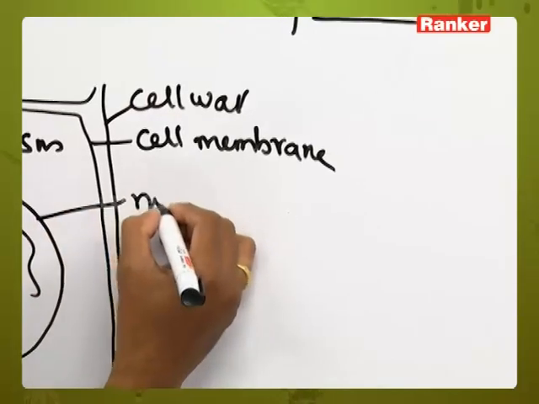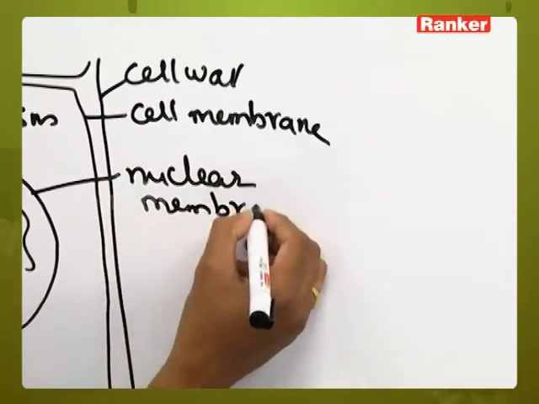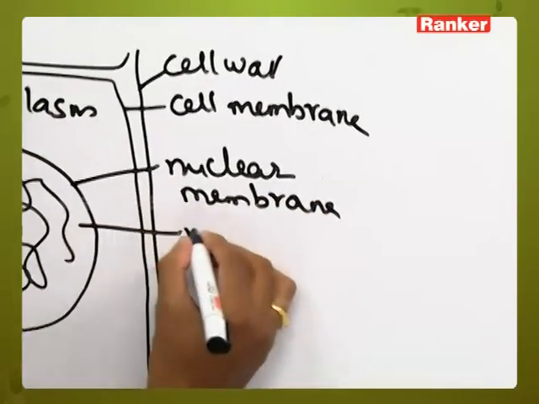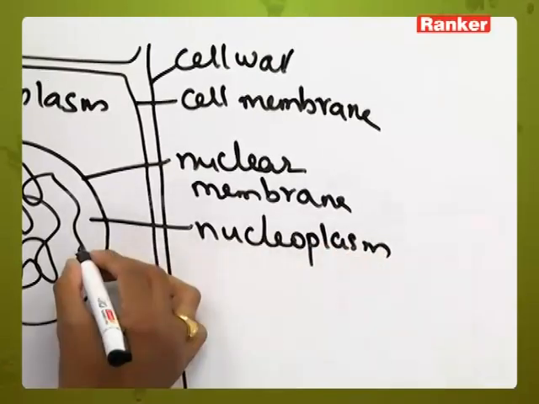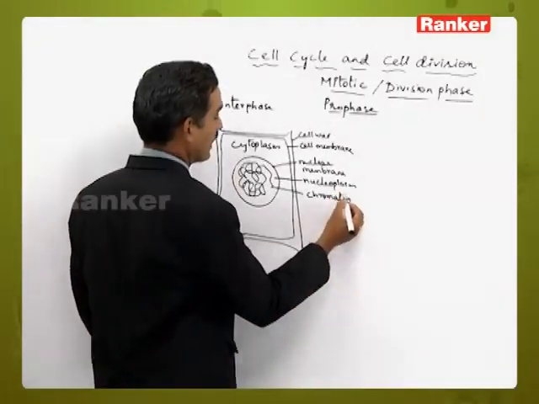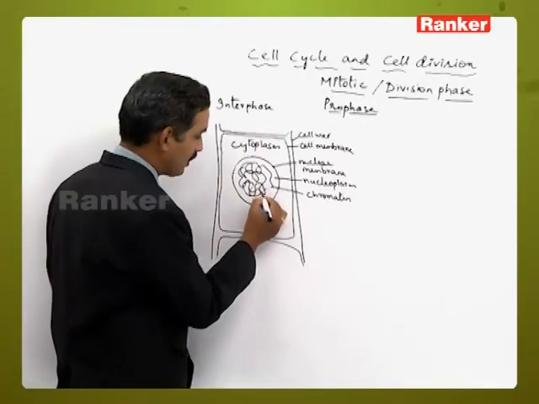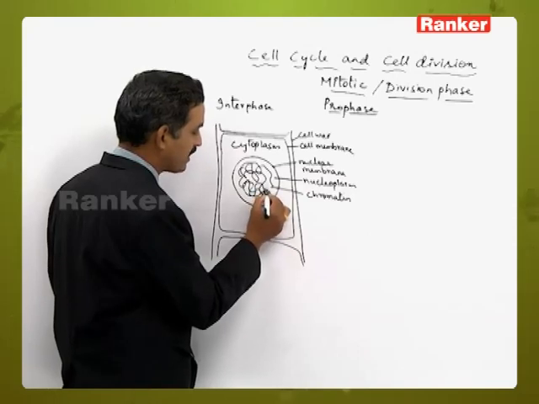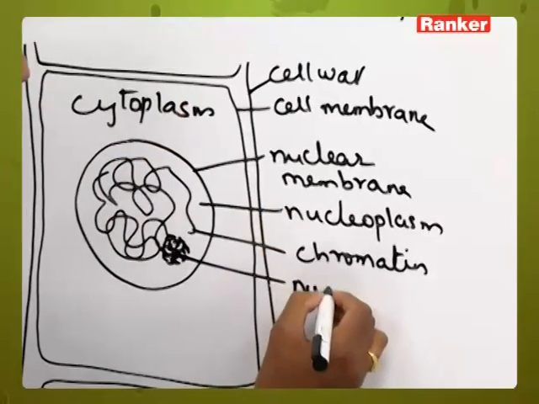This is the nuclear membrane. In the nuclear membrane, this is the nucleoplasm. This is the chromatin. Here the chromatin is a long, elongated, thread-like structure present during the interphase stage. Here and there we can see one or two, or sometimes more than one, spherical darkly stained structures called nucleolus.